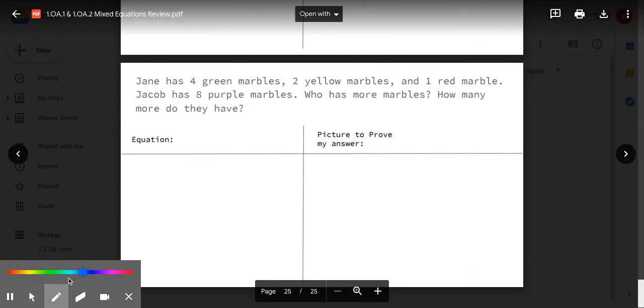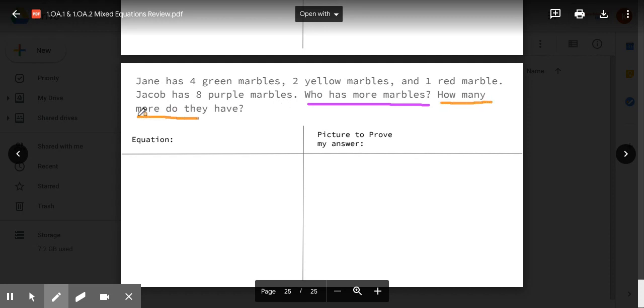All right, now this one is a you do, so I'm going to read you the problem, and then I want you to pause the video to create an equation and draw a picture to prove your answer. Jane has 4 green marbles, 2 yellow marbles, and 1 red marble. Jacob has 8 purple marbles. Who has more marbles? And how many more do they have? This problem is asking 2 questions. It has 2 steps. So first, you need to figure out who has more marbles and then how many more do they have.